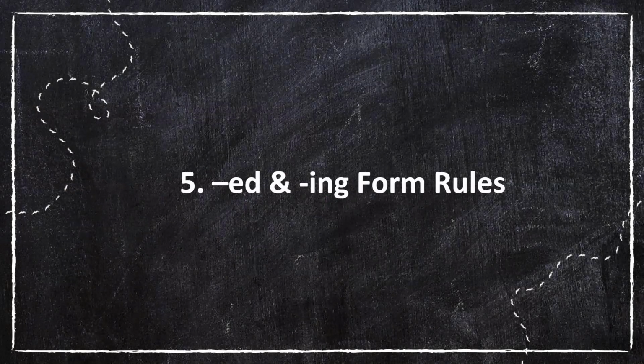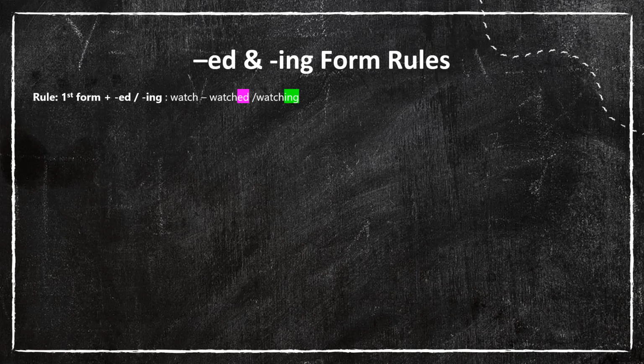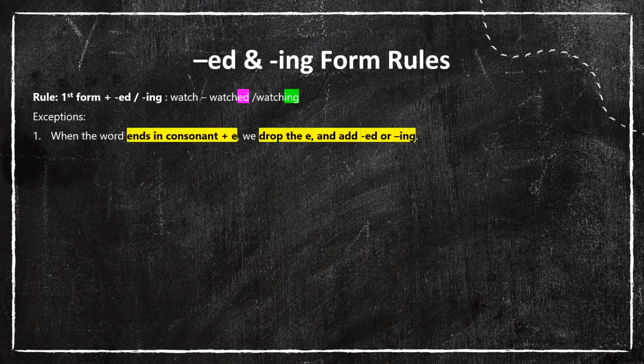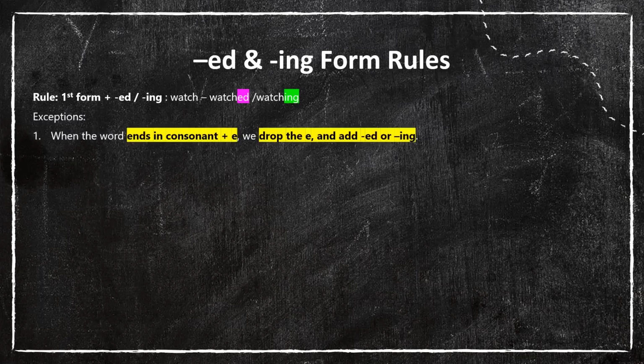I'll remind you that the ed form is the second form for the regular verb. Generally speaking, we just add ed and ing at the end of the verb, and that's it. For example, detect plus ed equals detected. Want plus ing equals wanting. However, there are some exceptions, and here they are.